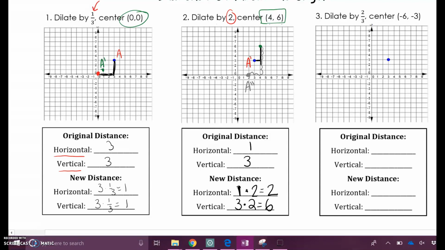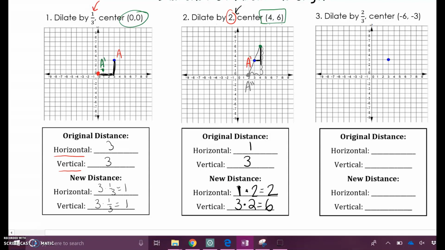And I want to draw your attention to something that you did yesterday. If we look at this distance, the distance from A to our center of dilation, A prime to our center of dilation is double that distance. And that makes sense since our dilation scale factor is by 2.